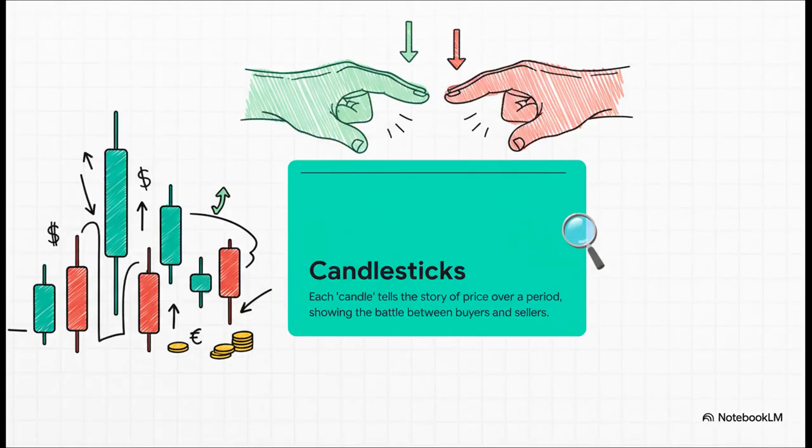The easiest way to think about it is like this. Every single candle is a round in a constant battle between buyers and sellers. If you see a green candle, it means the buyers were in control. They pushed the price up in those 4 hours. A red candle? Well, that means the sellers won that round and the price went down. And that's the fundamental pulse of the market.